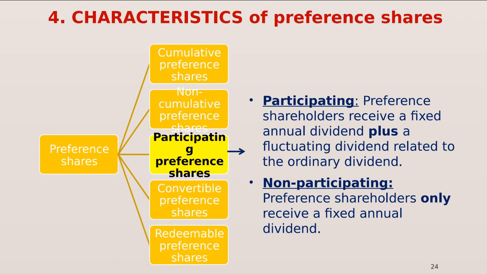preference shares do that. So now we've spoken about the first three, and the first three are all about the dividends: cumulative, non-cumulative, and participating. Now, in the next slide, we're going to start talking about what happens to the capital. So let's have a look at that.